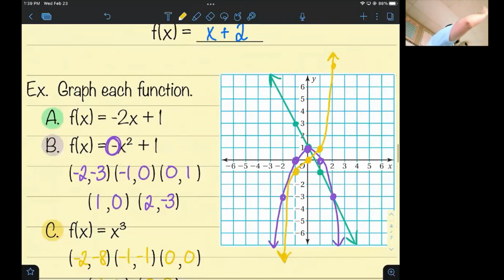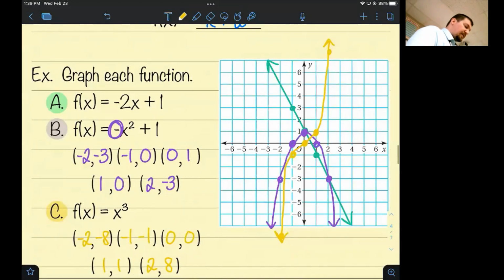It's not a parabola because it actually goes in both directions, but it's definitely not a line. Okay, so only one of those is linear. And what makes it linear is the fact that there's no exponent with the x. The other two are nonlinear.